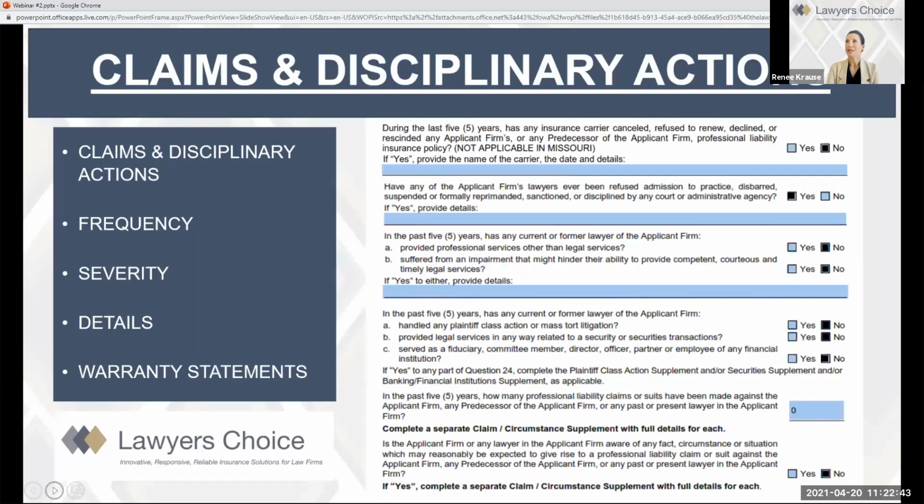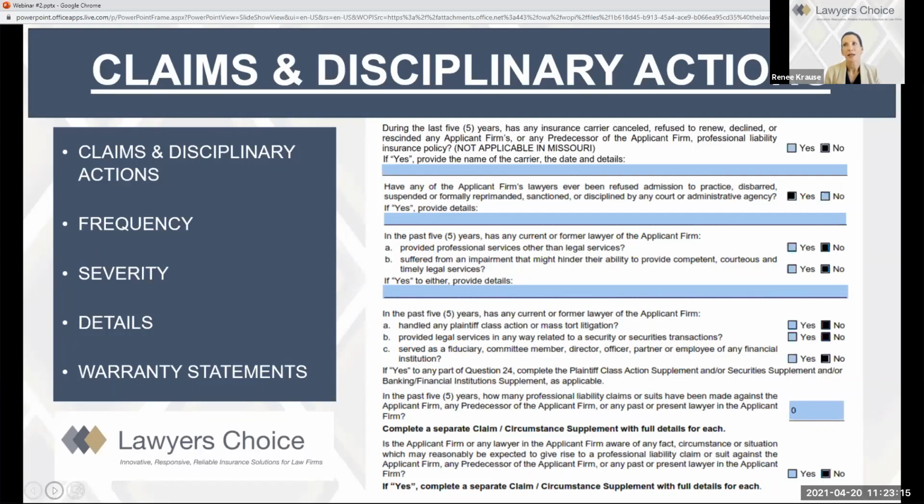Okay, claims and disciplinary actions. This is always scary for firms because they really worry about how important that is. And of course it's important, but what's the impact it's going to have on their rate? So the key here is that you want to be very forthcoming when you answer these questions, claims and disciplinary actions. Just explain it and provide any information that you feel can add to, obviously, your story being favorable.